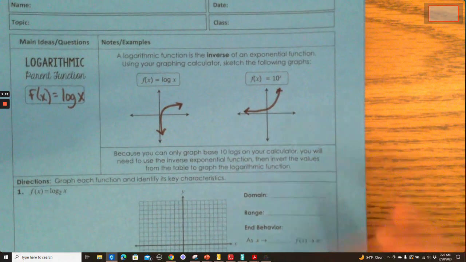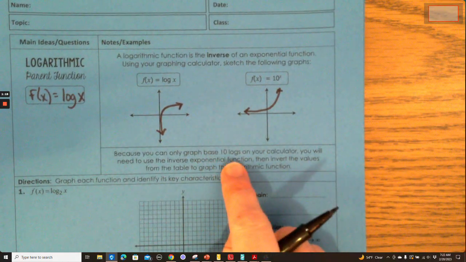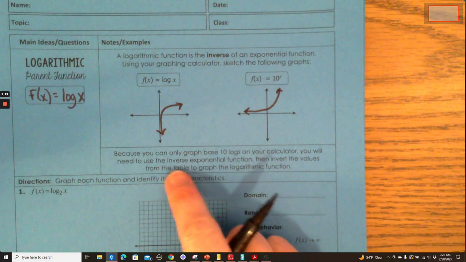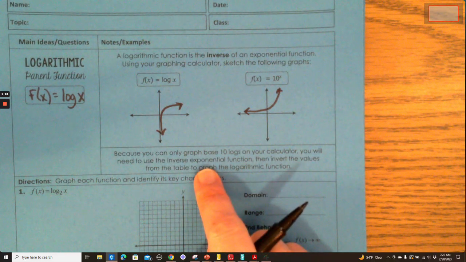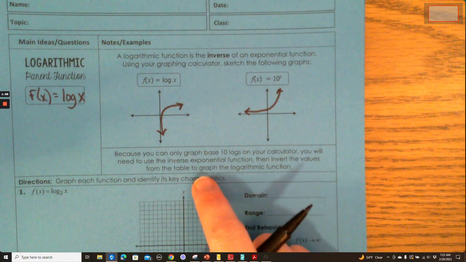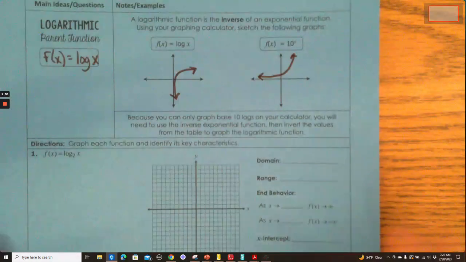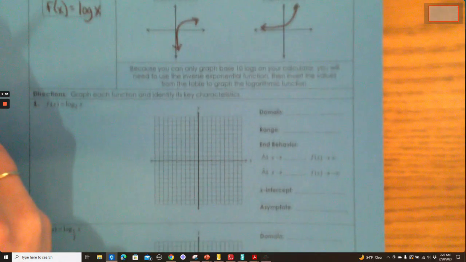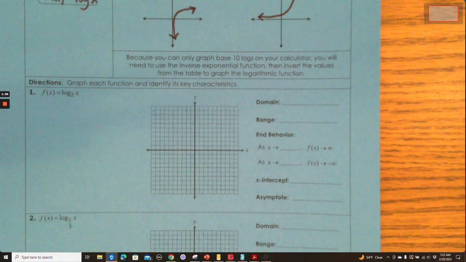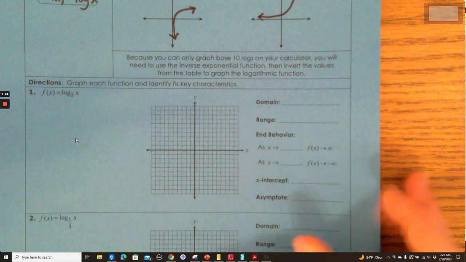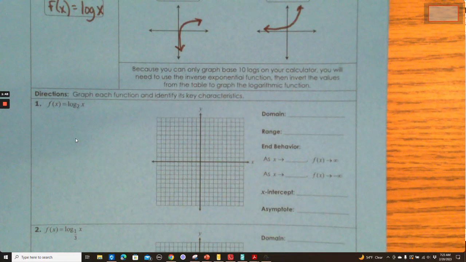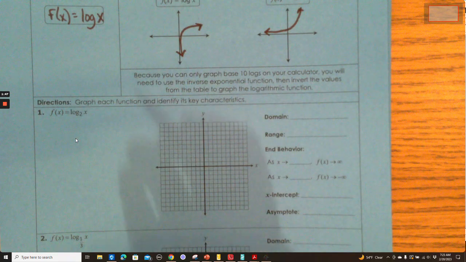Alright, so because you can only graph base 10 log on your calculator, you will need to use the inverse exponential function, then invert the values from the table to graph the logarithmic function. Okay, so here's what that means. We need to rewrite log base 2 of x. So what that means, if you're using a calculator, that will not do this. Your calculator will do this. It will work. So I'm just going to show you what you would do.